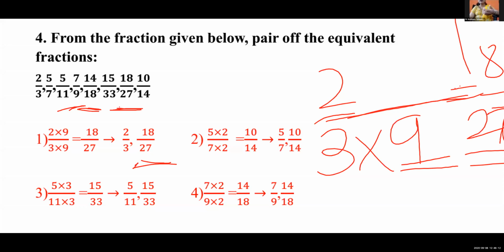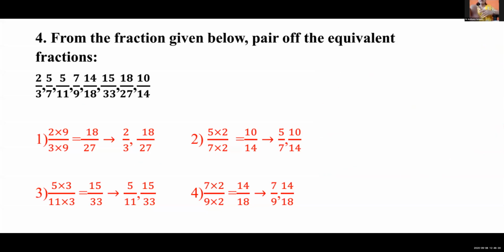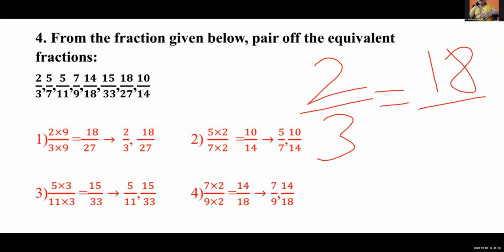If we are multiplying 9 in the denominator, that same number we are going to use in the numerator also. Okay, in the numerator also. So 2 nines are 18. Now see, this is the equivalent fraction. The equivalent fraction of 2 upon 3 is 18 upon 27.